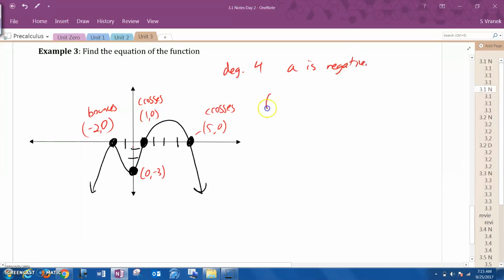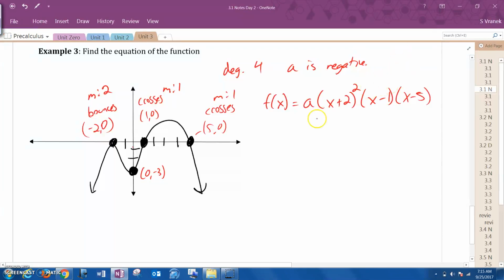So I'm going to write my equation out. We know that in factored form it's a times the zeros. So the first zero is x plus 2 because it's the opposite sign, and I'm going to put a square there because it bounces there. Remember, that tells you the multiplicity is 2. These are multiplicities of 1. So that means that this one is x minus 1. Remember, it's the opposite. And this one is x minus 5. So we're almost done. We came up with a base model.